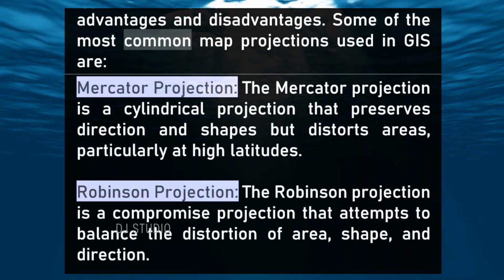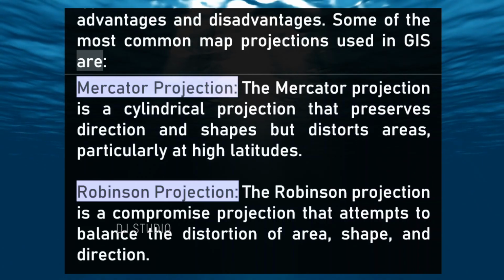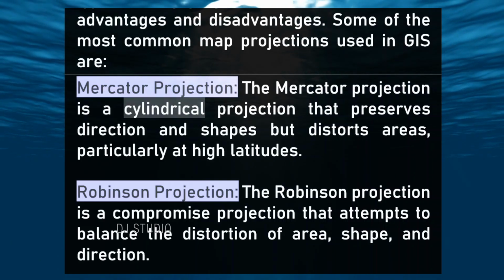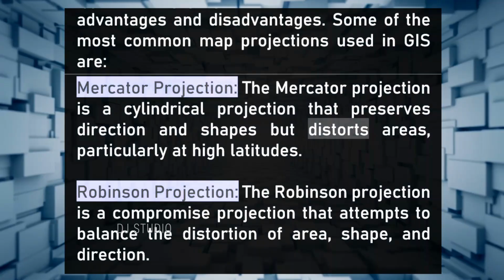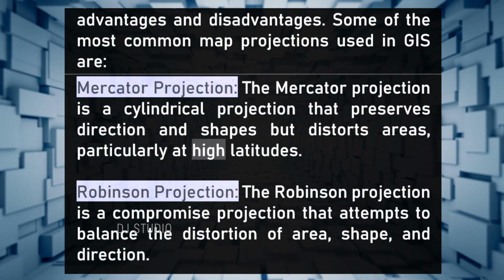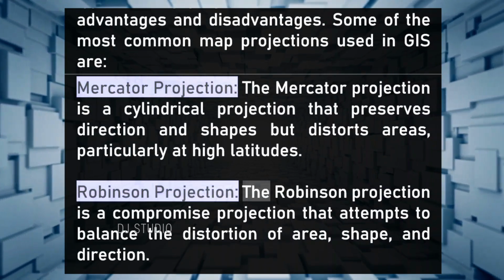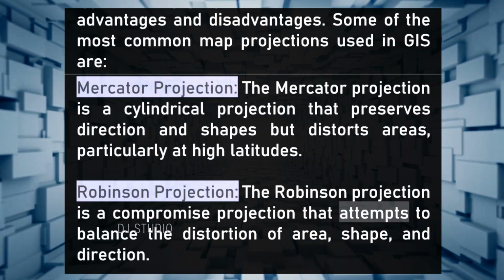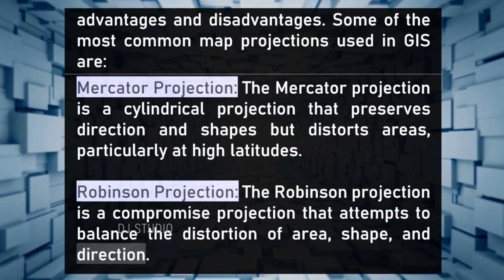Some of the most common map projections used in GIS are: Mercator projection. The Mercator projection is a cylindrical projection that preserves direction and shapes but distorts areas, particularly at high latitudes. Robinson projection. The Robinson projection is a compromise projection that attempts to balance the distortion of area, shape, and direction.